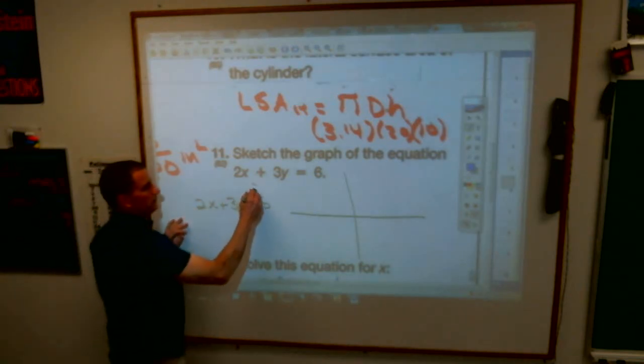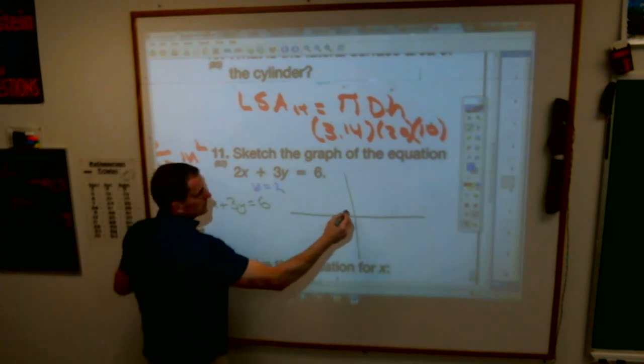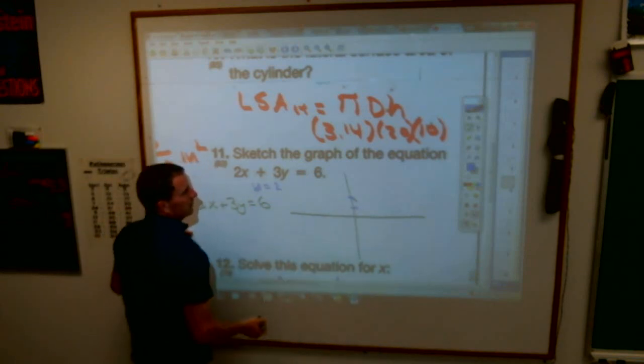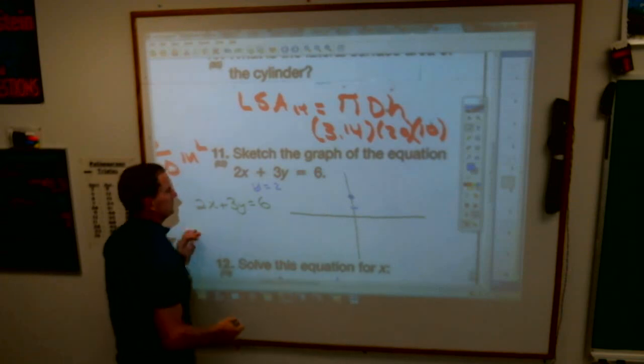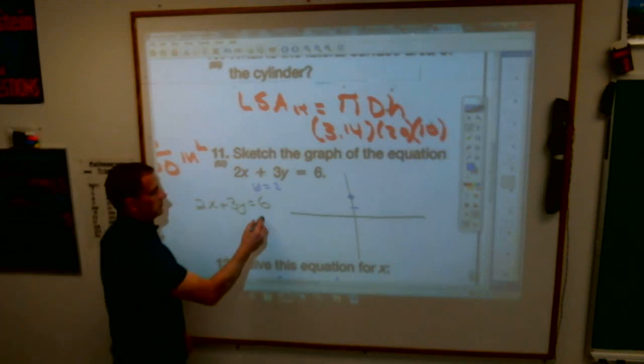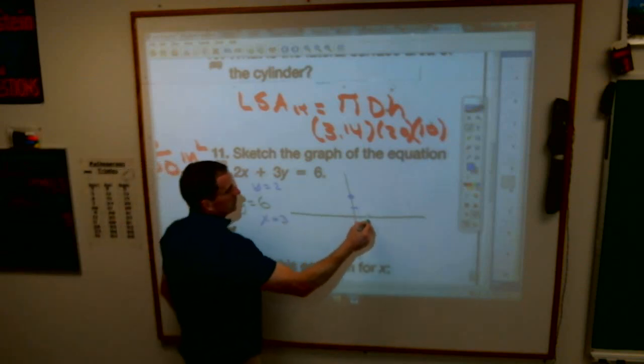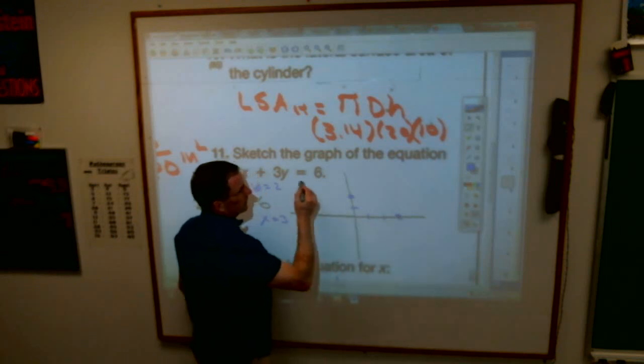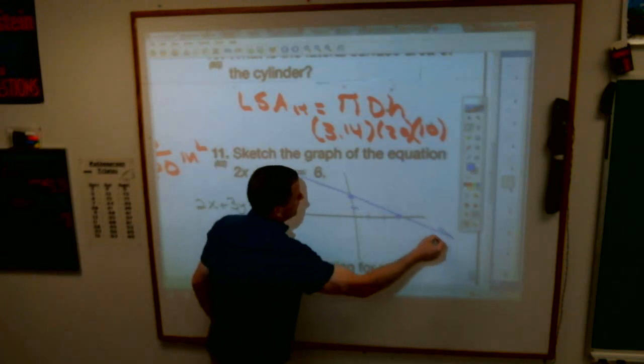So the y-intercept is 2. So at 2 you put a dot. That's 1 point. You need to find the other point. Cover up the y. If 2x equals 6, 2 times what number is 6? So x equals 3. So here at 1, 2, 3 is a dot. And then everybody is happy.